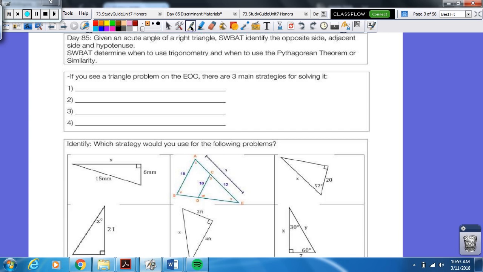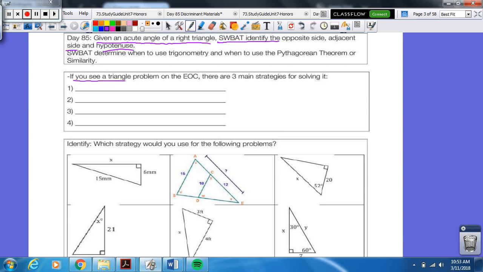Alright, here we go. So what are we going to do today? We're given an acute angle of a right triangle. Okay, right triangles, I'm good at those. Students will be able to identify the opposite side, adjacent side, and hypotenuse. Good new vocab. Alright, so let's look at this.